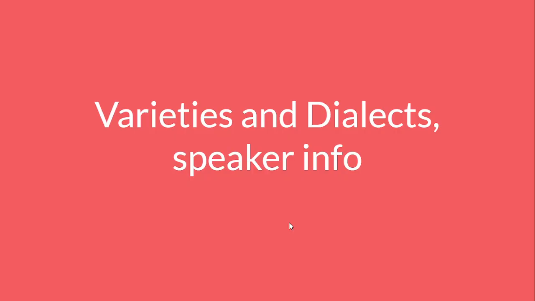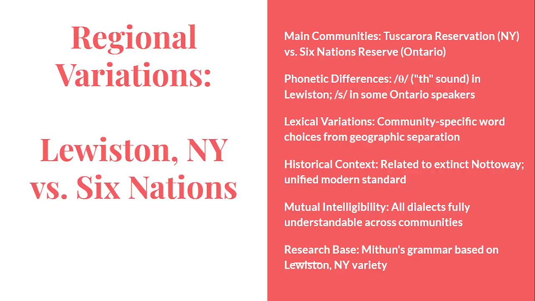So, speakers and dialects, as well as speaker info. As I mentioned before, there are two regional variations today. There's a Lewiston, New York version, and there's also a Six Nations version. The Six Nations version is the Ontario dialect that they speak, or Ontarian. And the main difference between these two dialects is that there's a th sound used in Lewiston, New York, which corresponds to an s in Ontario.